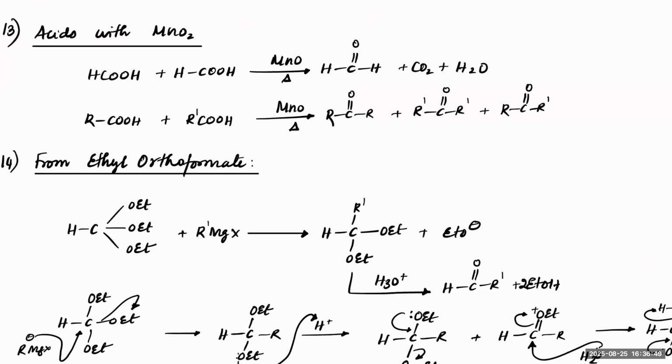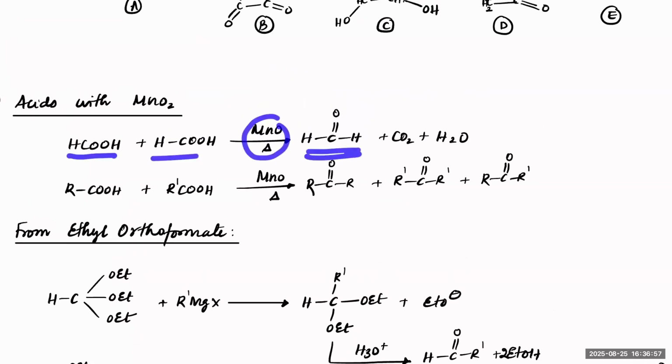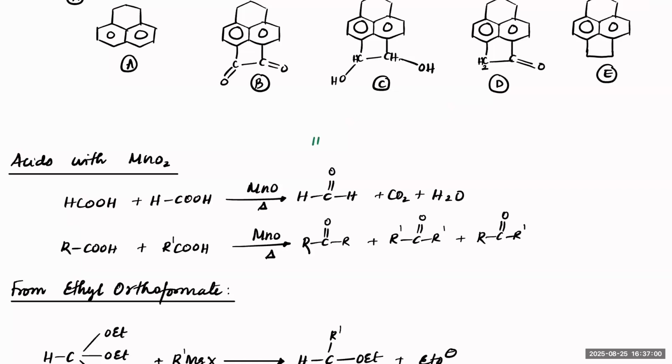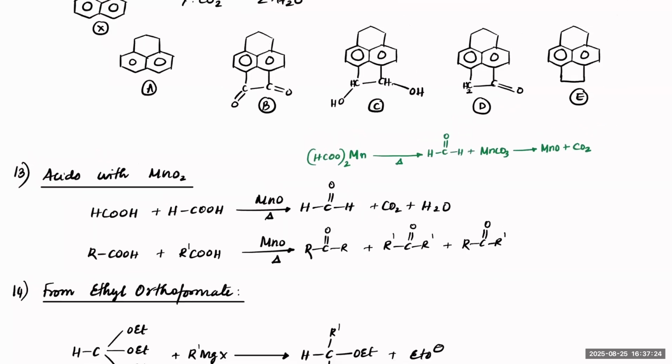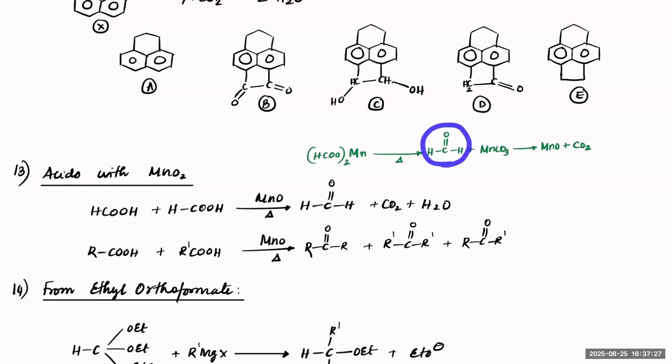MnO2 is very similar to that of calcium salt formation. So that means if you have two acids, when you react with MnO, first you will get the same kind of salt. We will get this as (HCOO)2 manganese salt, and this on heating will convert into HC=O. Just as in dry distillation, again it will become MnCO3, and MnCO3 is unstable. It will get decomposed back to MnO and CO2. So this is how you will get the product. Got it?